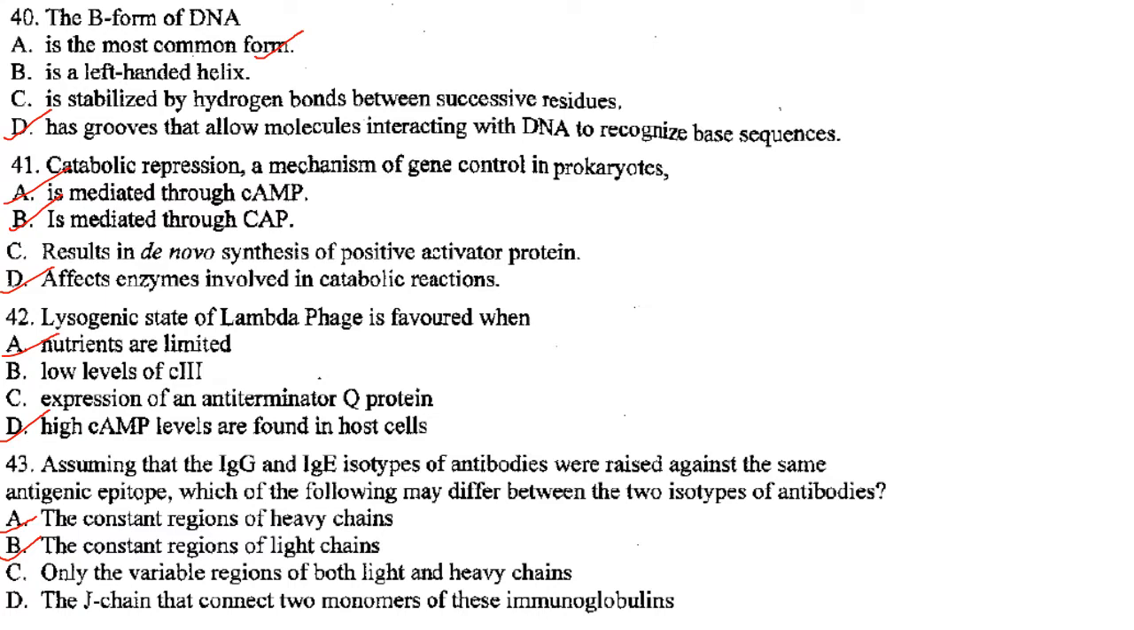Then next one. Assuming that the IgG and IgE isotypes of antibodies were raised against the same antigenic epitope, which of the following may differ between the two isotypes of antibodies? So isotypes is the genetic variation or difference in the constant region of the heavy and light chain, that is isotypes. So the constant region of heavy chains, yes. Constant region of light chains, yes. Only the variable region, no, it is the constant region. The J chain can be connected by two monomers, no. So the answer is option A and B.